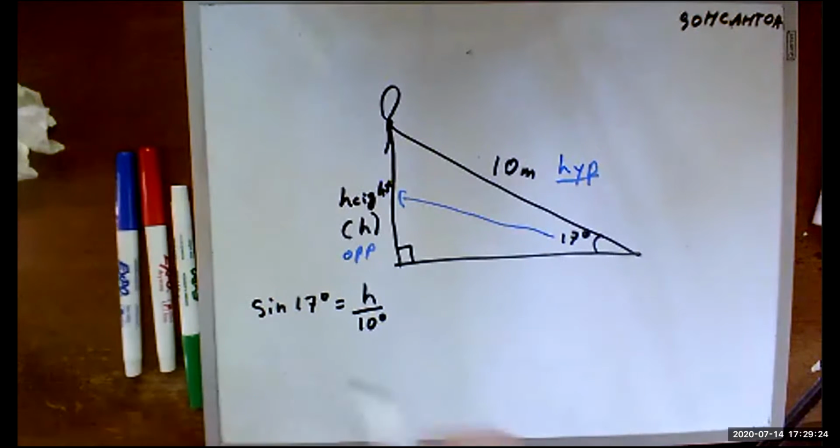Where do we go from here? Well, this is where the calculator part comes in. Sine of 17 degrees is simply something that you end up finding on your calculator.